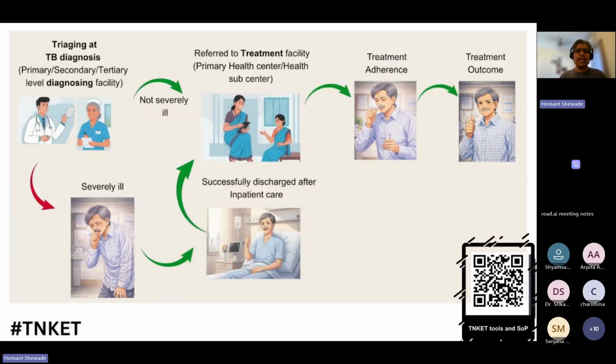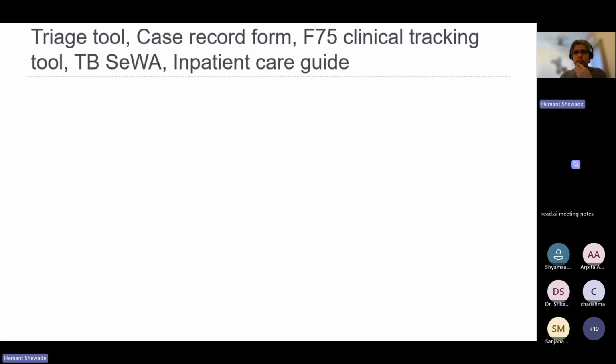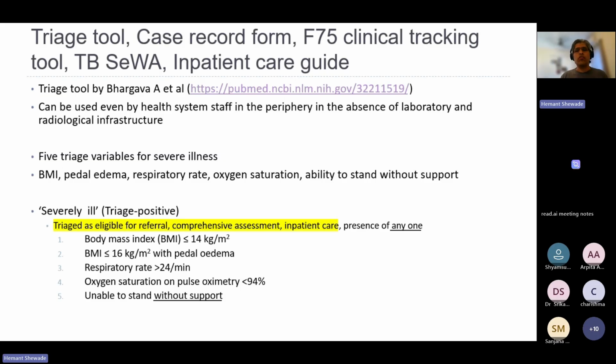If following triaging, any one of those three conditions is present, then the person is classified as triage positive, which is equal to severely ill, which is equal to presence of very severe undernutrition or respiratory insufficiency or poor performance status. These severely ill adults with TB are prioritized for referral, comprehensive clinical assessment and inpatient care, followed by discharge to the treatment facility where the regular treatment continues. Now, what we did is that we introduced a triage tool, which was already recommended in the literature by Anurag and Madhvi Bhargava in one of their publications in 2020.